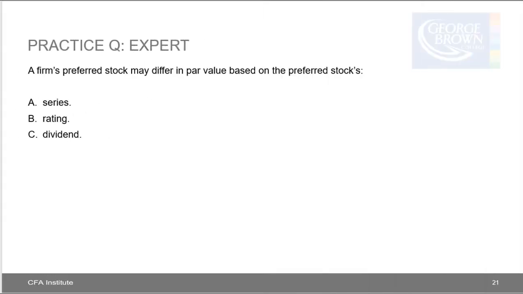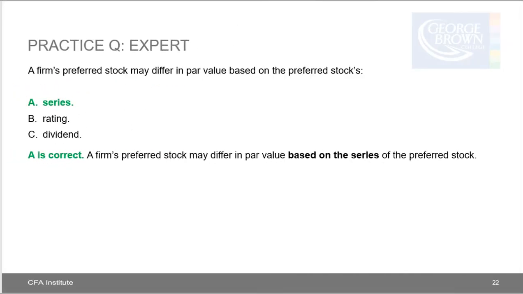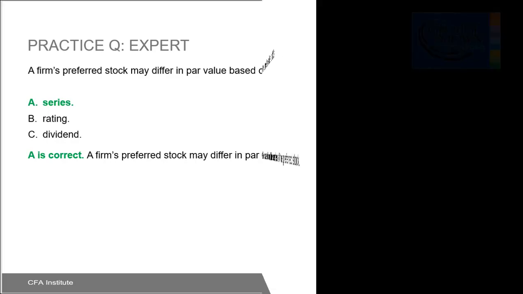So a quick practice question to check our understanding from the learning ecosystem, and this was classified at the expert level. A firm's preferred stock may differ in par value based on the preferred stock: A, series; B, rating; or C, dividend. So the correct answer is series. A is correct. A firm's preferred stock may differ in par value based on the series of the preferred stock.